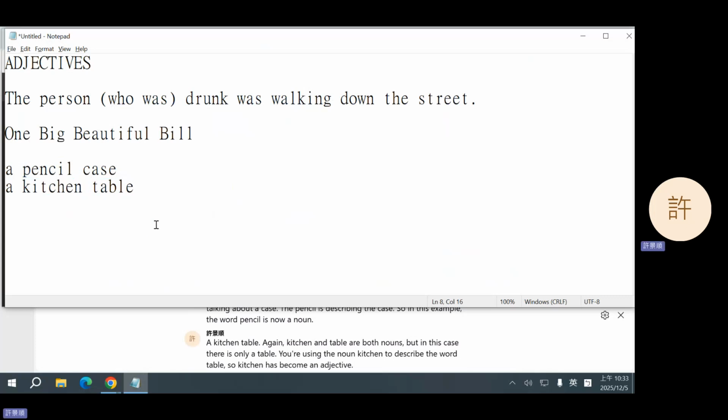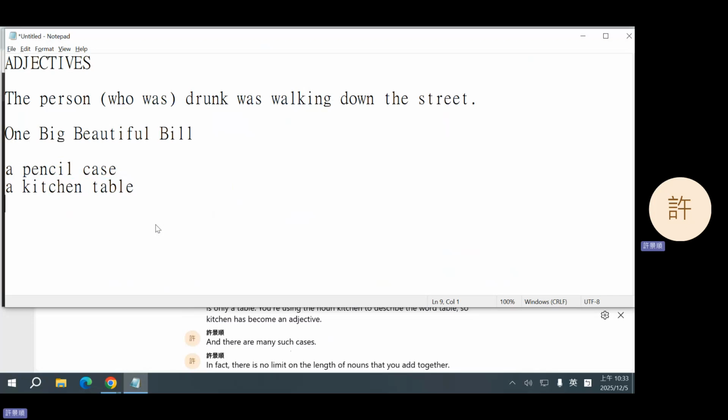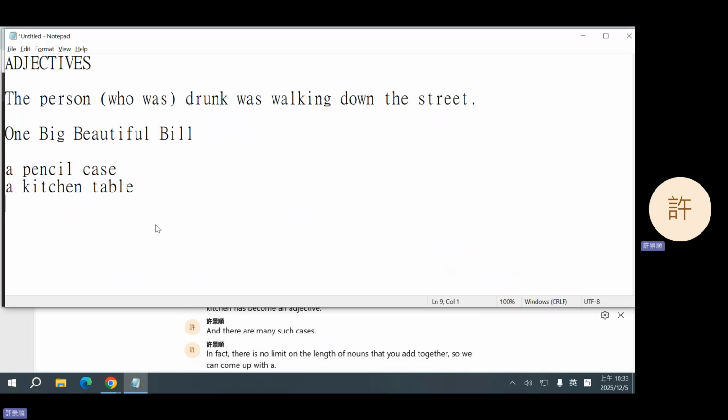And there are many such cases. In fact, there is no limit on the length of nouns that you add together. So we can come up with an arbitrary series of nouns. Let's see.